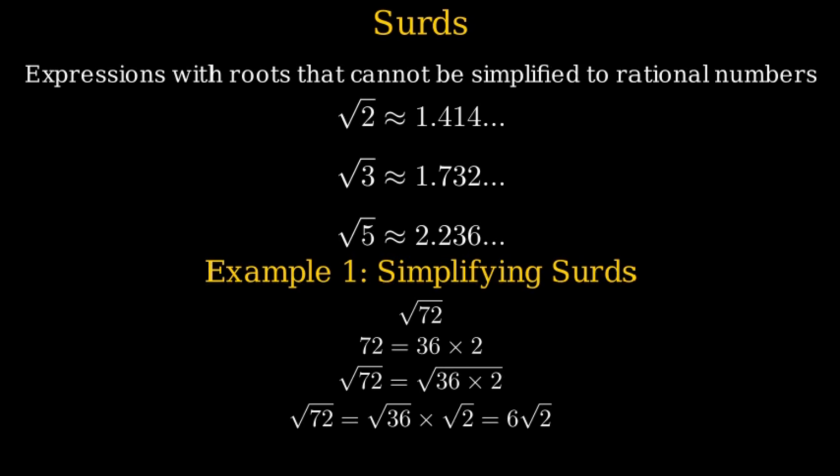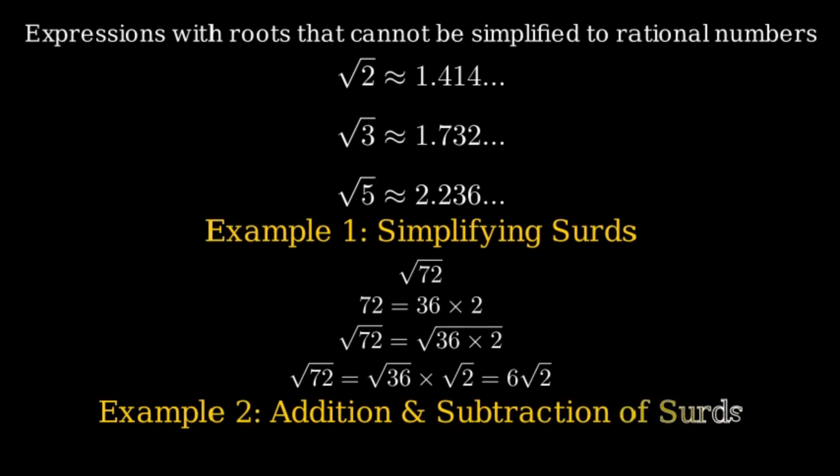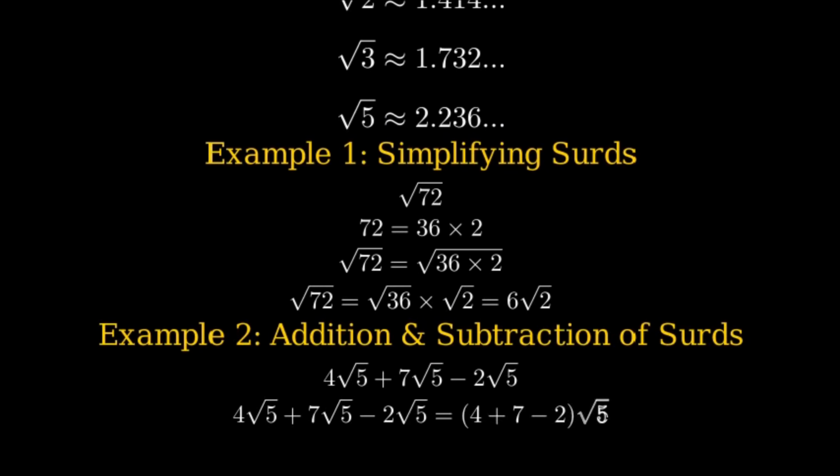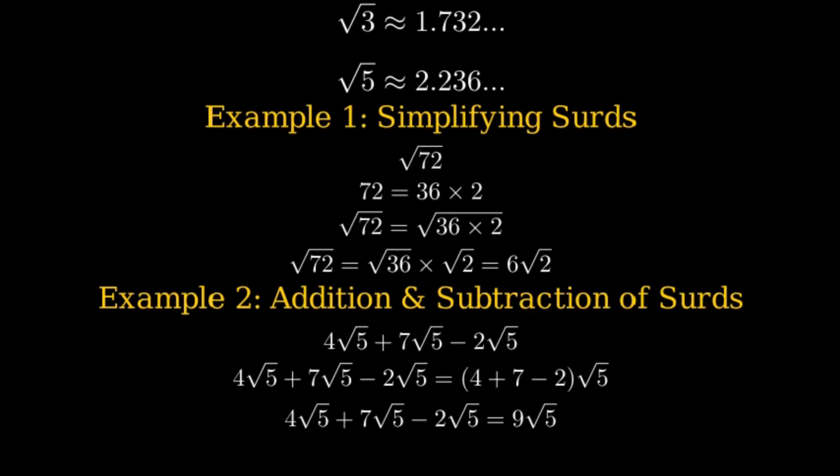In example 2, we'll learn how to add and subtract surds. We have the expression 4 root 5 plus 7 root 5 minus 2 root 5. When adding or subtracting surds, we can only combine like terms, which means the surds must be the same. In this case, all terms include root 5, so we can add the coefficients: 4 plus 7 minus 2, which equals 9. So our final answer is 9 root 5.